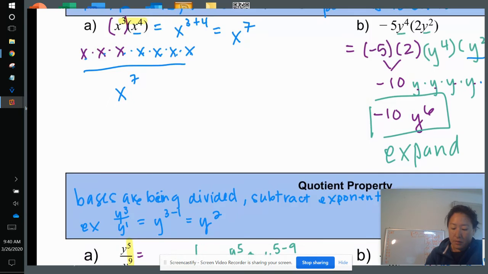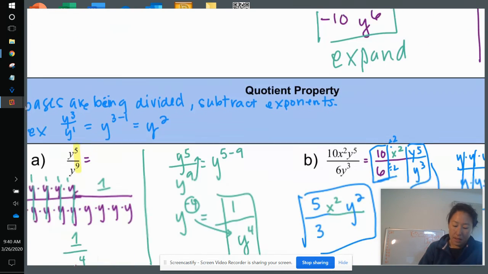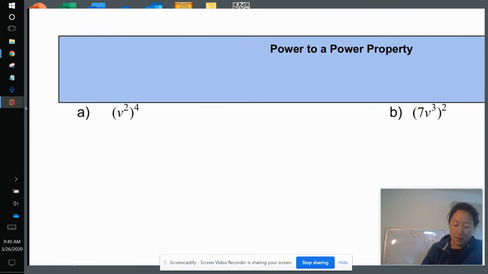Let's do an example for the product property too. Here's an example. So x squared times x to the fifth gives us x squared plus 5 equals x to the 7. Okay. Last property, power to a power property.